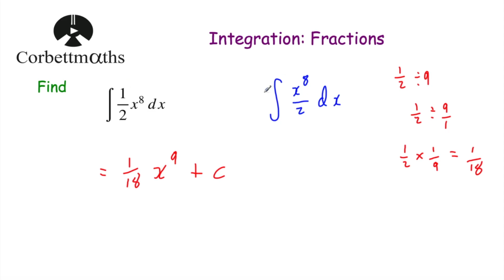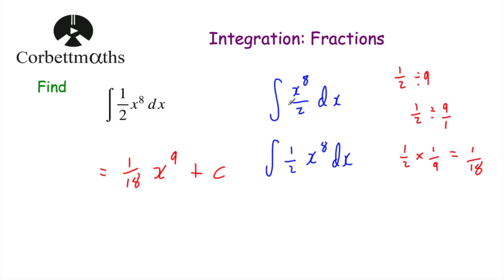So if I had this and I was asked to integrate this, the first thing I would do is say, well, instead of dividing by 2, it's the same as multiplying by half. So I would just put the half in front of the x to the power of 8 dx, and then I would integrate it. So if you ever encounter it where the x term's on the numerator, it can be quite useful to bring the fraction out in front that you're timesing it by.